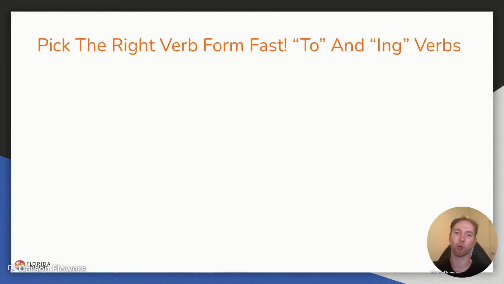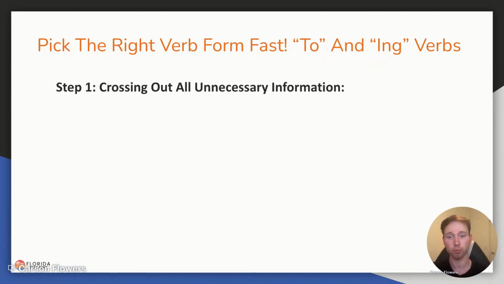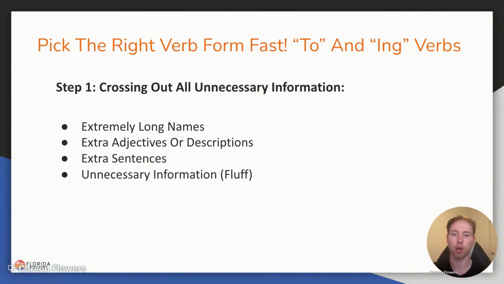Moving on, let's pick the right verb form fast, talking about to and ing verbs. To and ing verbs are the third type of verb question that pop up on the SAT. You had subject-verb agreement, tense, and now to and ing. The first step for solving these is crossing out all unnecessary information in the passage. What this means is everything from extremely long names to extra adjectives or descriptions, extra sentences, unnecessary fluff. You really just want to get to the bare bones of the passage.